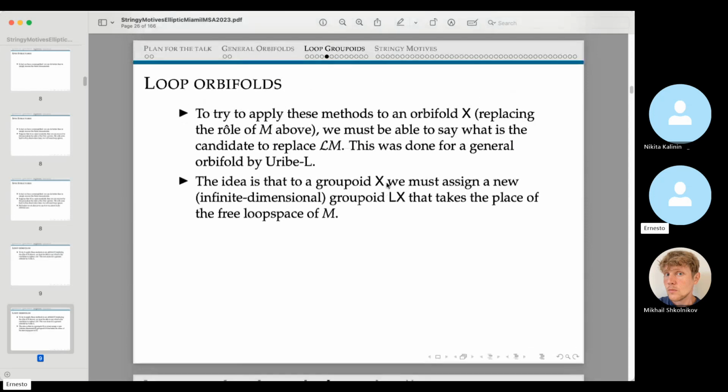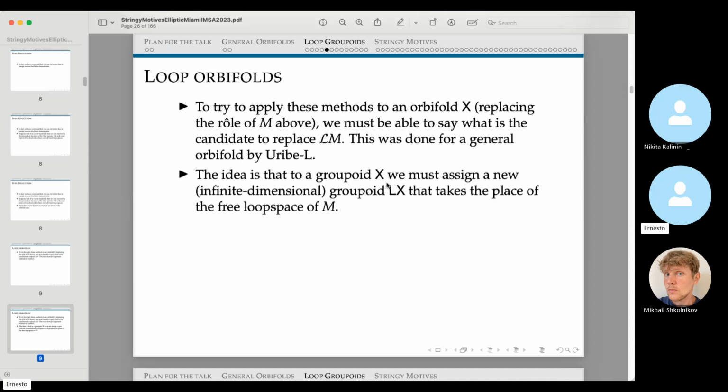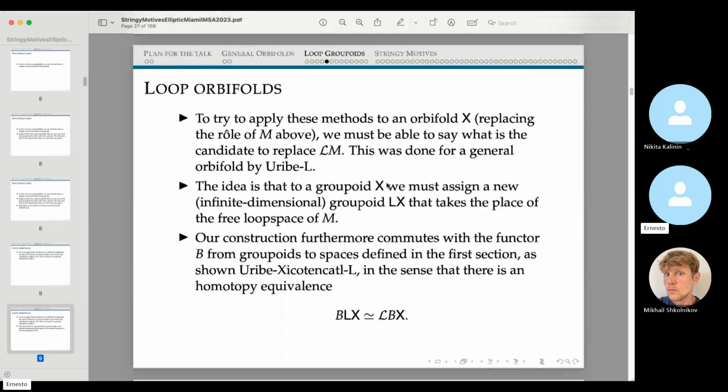The idea is that to a groupoid, a Lie groupoid, an étale proper Lie groupoid, we must assign a new infinite-dimensional groupoid that takes the place of the free loop space of M. So we have a category, we have to define the loop space of this category of a geometric type. And our construction furthermore commutes with the functor of classification that I explained a couple of times ago, from groupoids to spaces.